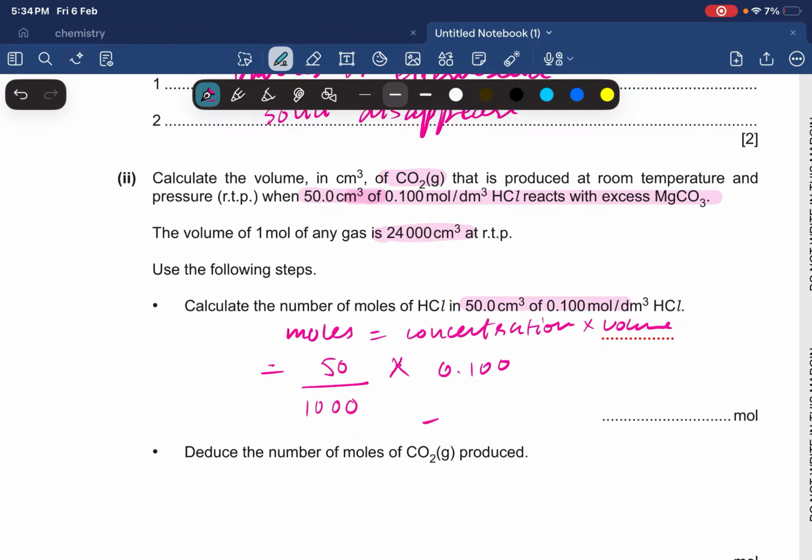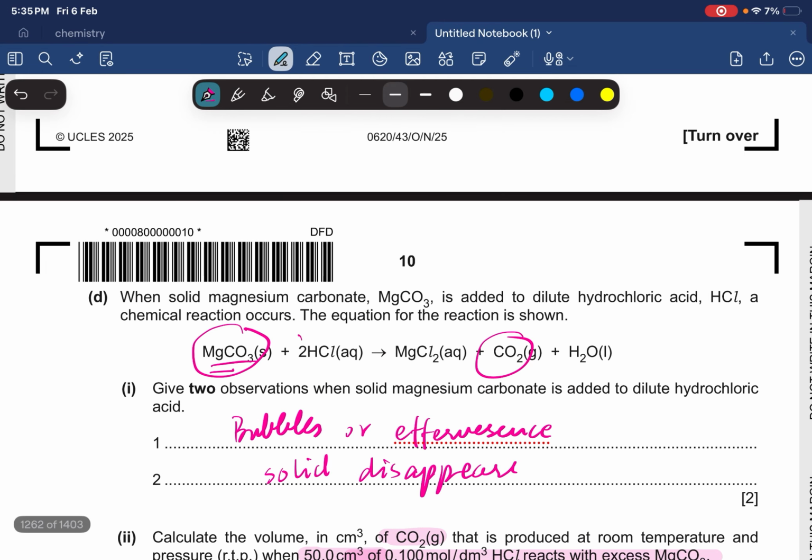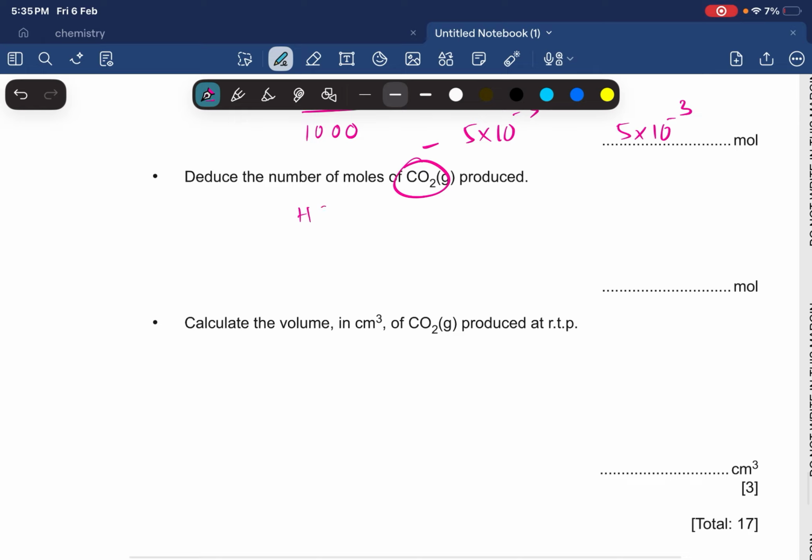So 50 upon 1000 times 0.100 gives me 5 into 10 raised to power negative 3 moles. Deduce the number of moles of carbon dioxide. That's the number of moles of HCl, and now I need to figure out the moles of carbon dioxide. Look at the ratio: HCl to CO2 is 2:1.